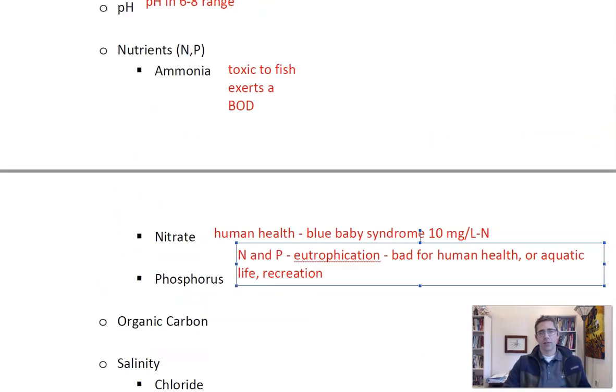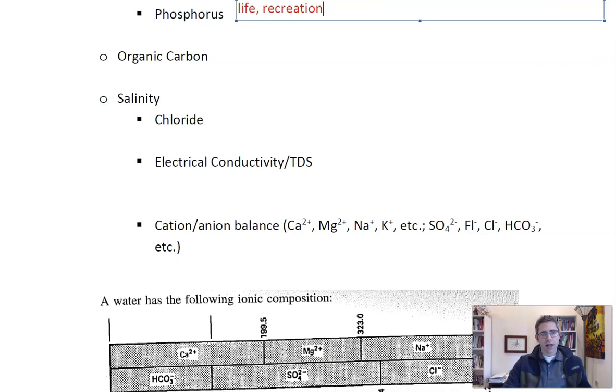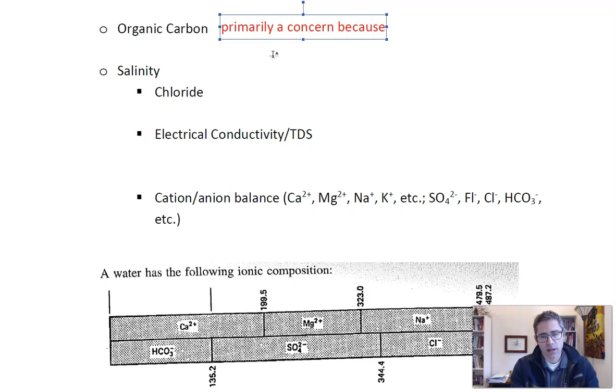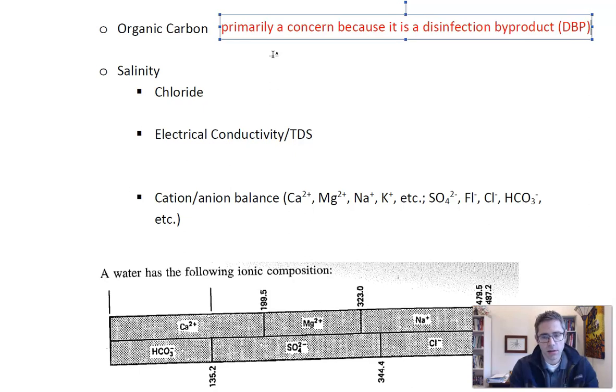So as far as nutrients go, these are sort of the big ones. And then organic carbon. So carbon is also technically a nutrient. Organic carbon means carbon from living things. So not carbon that's bound up in a mineral or a rock, but carbon from living things. And this one is primarily a concern because it is a disinfection byproduct, DBP, precursor.